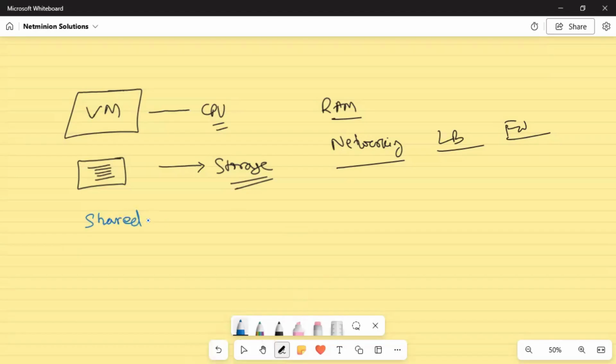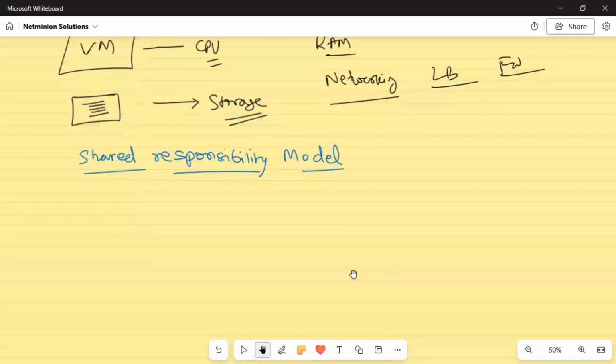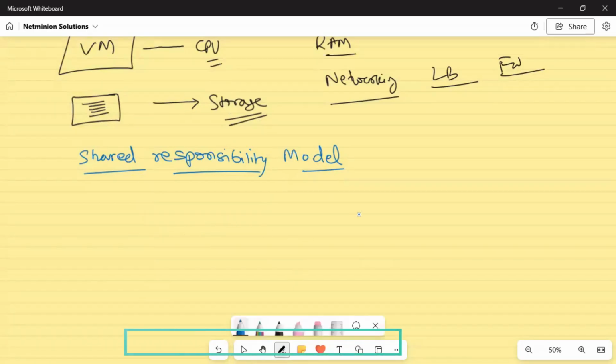When you have such a thing, then there is shared responsibility. And in Azure, it is named as the shared responsibility model. What does it mean? It means that when you are using cloud infrastructure now, and you are bringing up your infrastructure over the cloud.